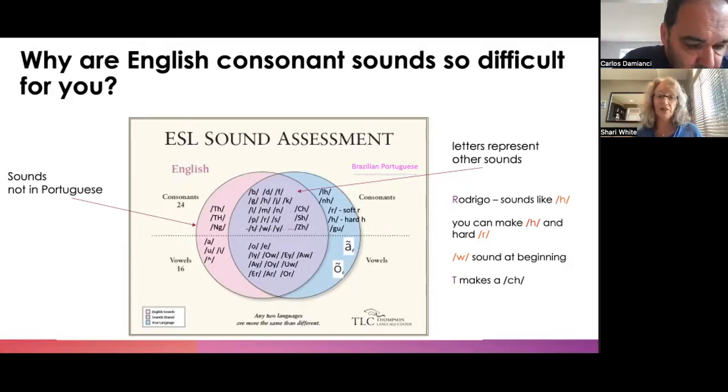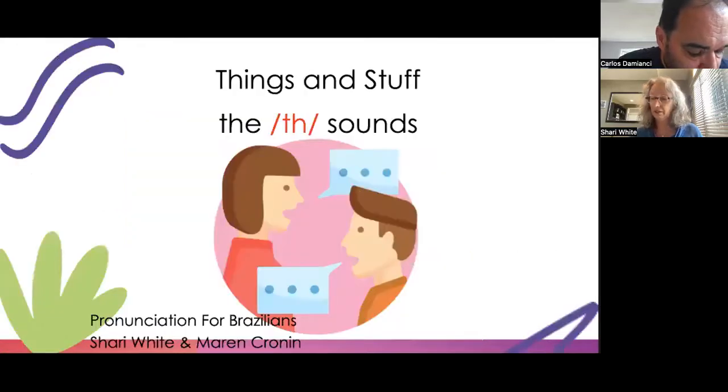I know this is really complicated. So now we get to the part where we're solving your problem. Are you ready? I hope you're ready. I'm ready. Okay, so I will post that Venn diagram out for you so you can take a closer look at it. But I do want to focus most of the class today on the problem sounds.